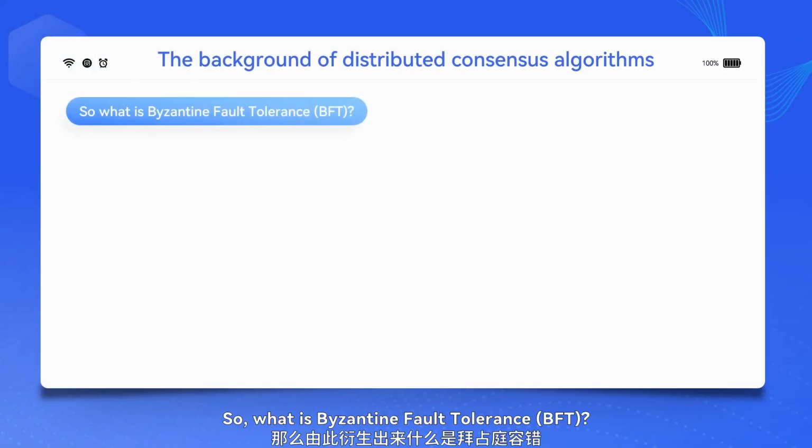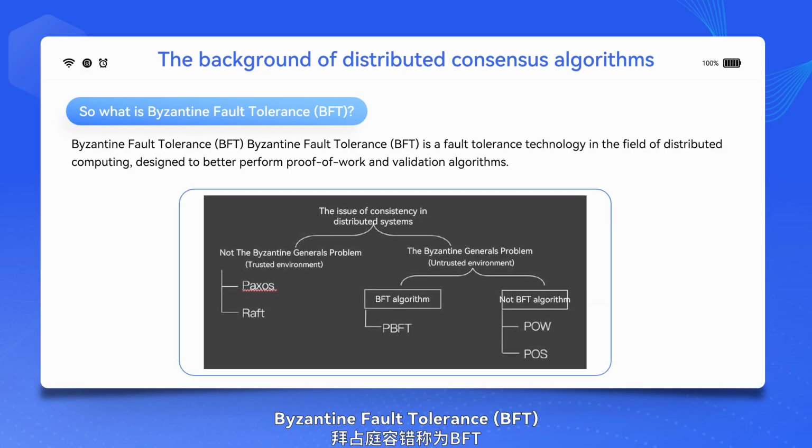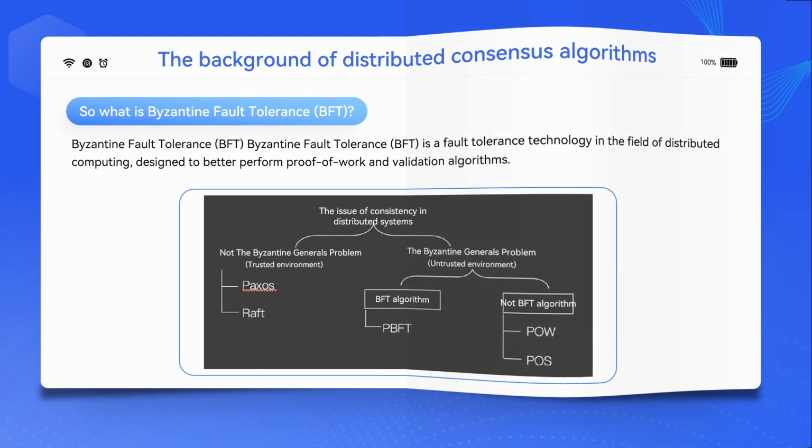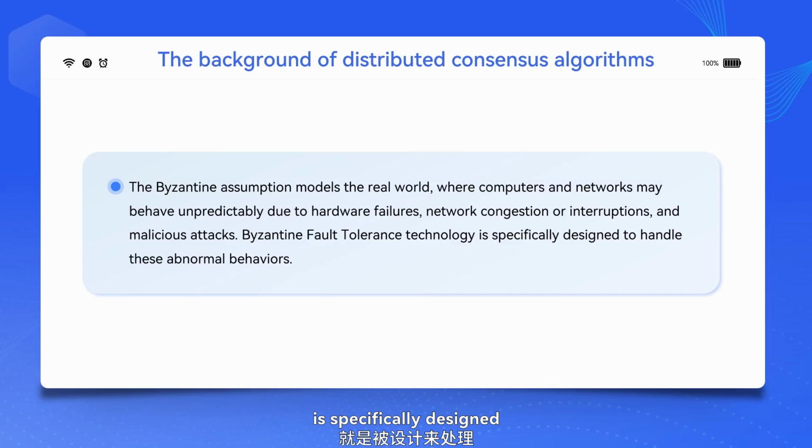So what is Byzantine fault tolerance, BFT? Byzantine fault tolerance, BFT, is a fault tolerance technology in the field of distributed computing designed to better perform proof of work and validation algorithms. The Byzantine assumption models the real world, where computers and networks may behave unpredictably due to hardware failures, network congestion or interruptions, and malicious attacks. Byzantine fault tolerance technology is specifically designed to handle these abnormal behaviors.